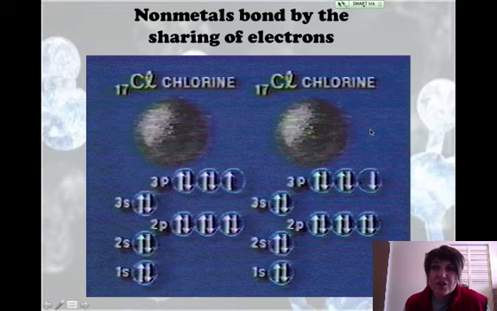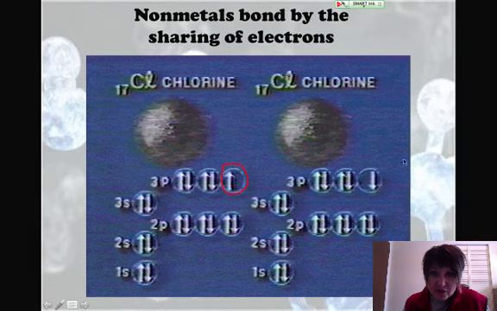Nonmetals bond by the sharing of electrons. So we can see how the chlorine here is going to partner up with this chlorine electron. One goes up, one goes down.